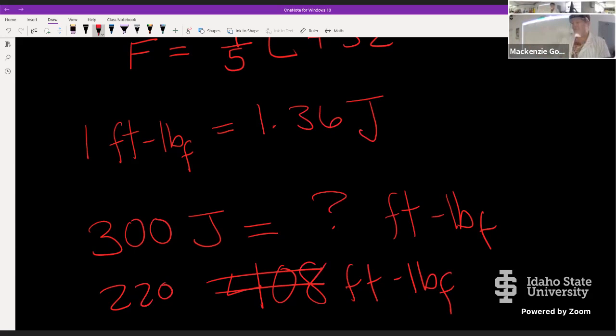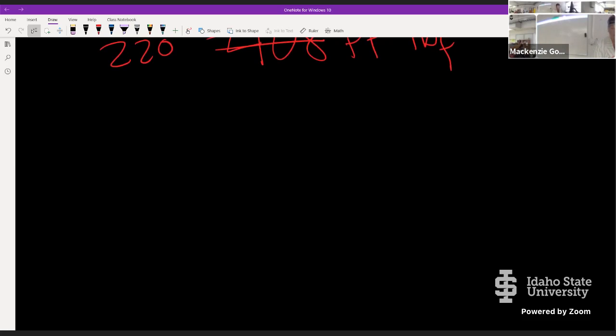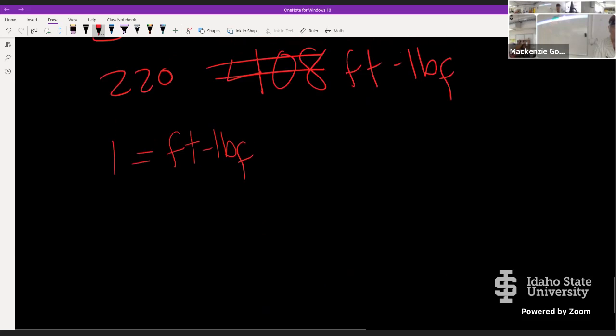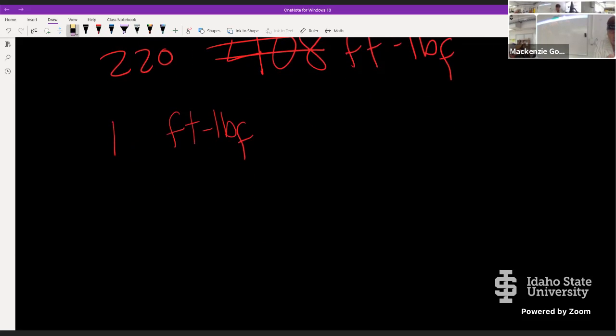So how do you know for sure which direction you go? In my head, I just think, okay, it's got to be smaller than 300 because you have 1.36, and then I just divide it, but I don't know. It's essentially a ratio. So if 1 foot-pound force, sorry, I'm not sure how to erase this. So there we go.